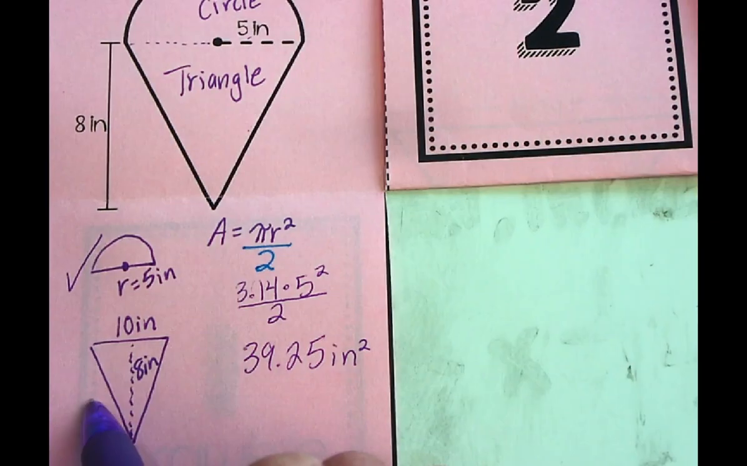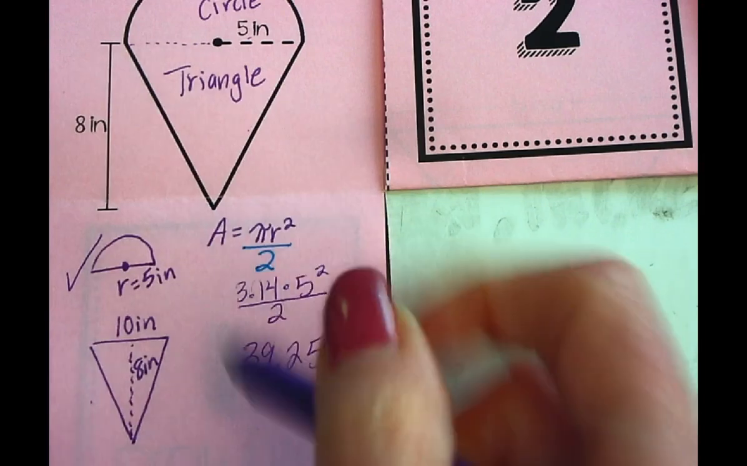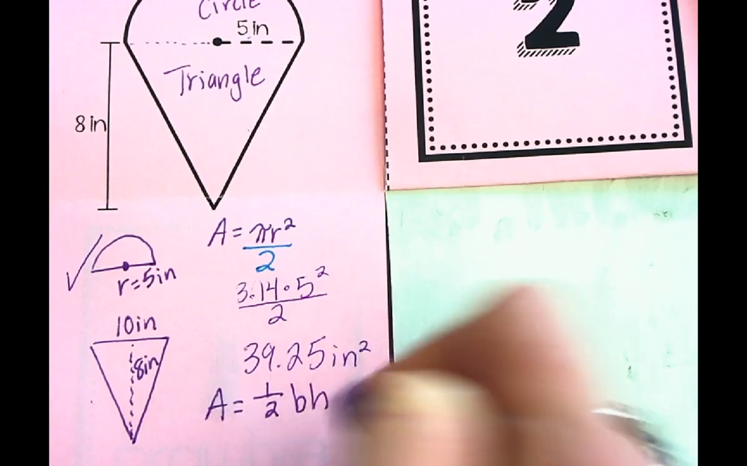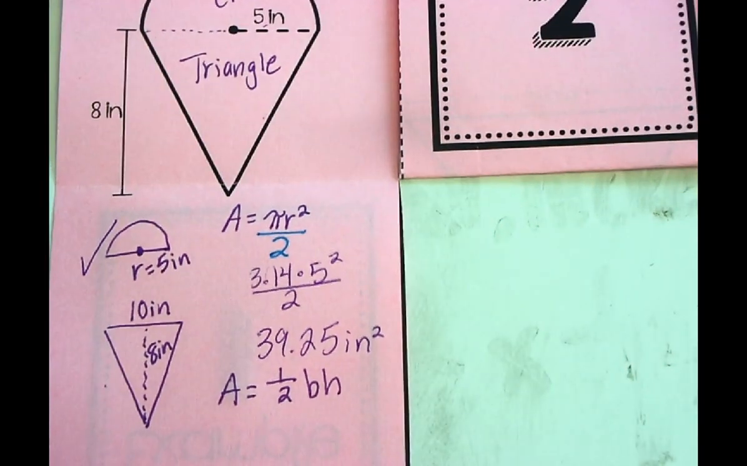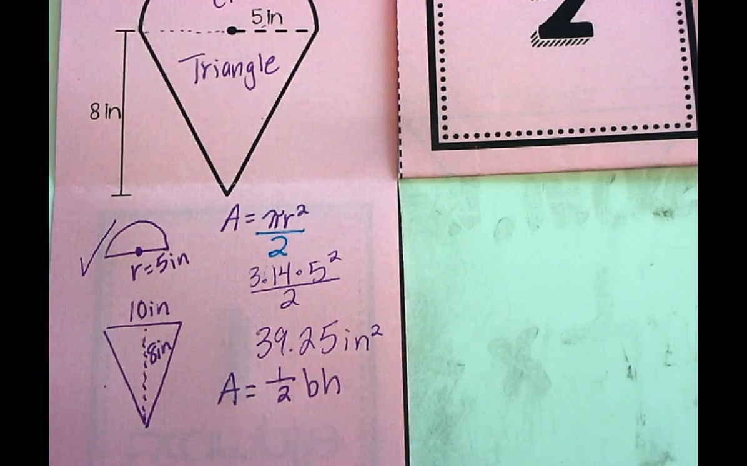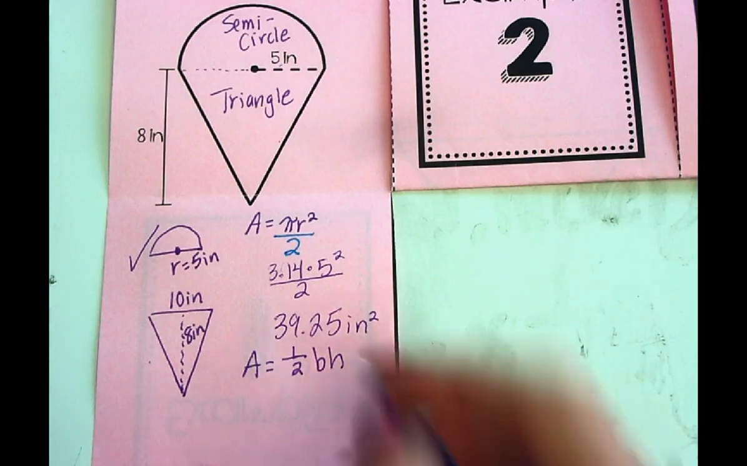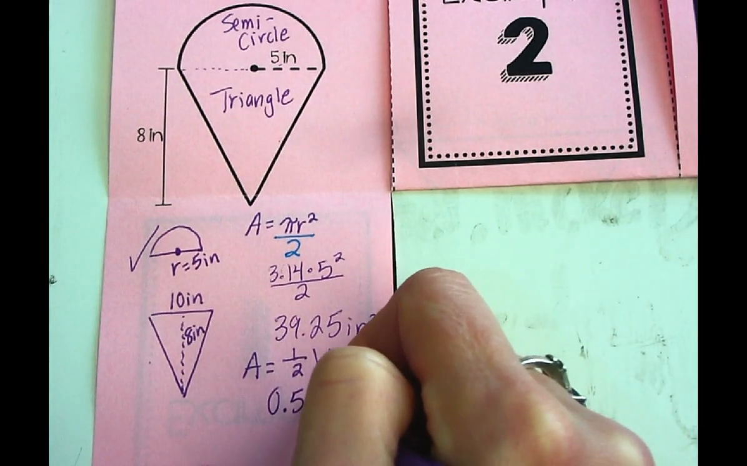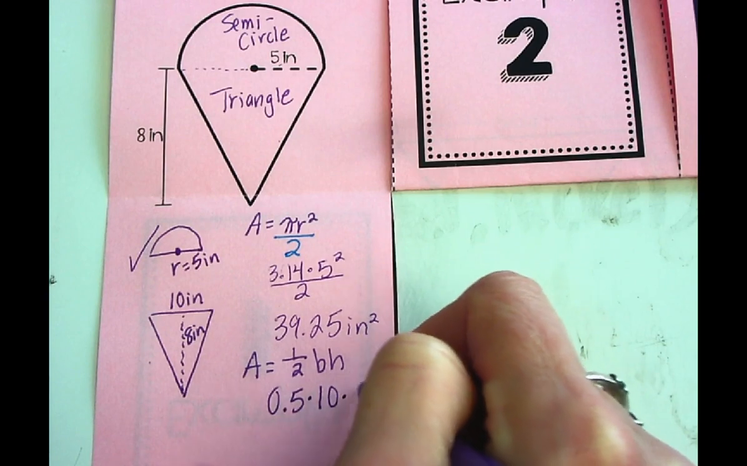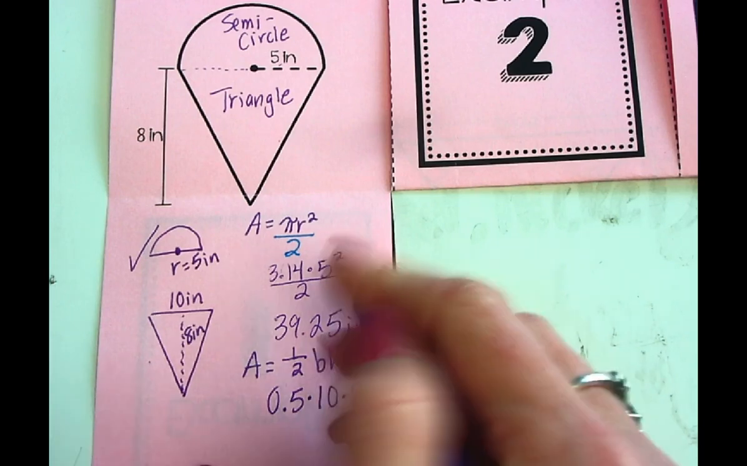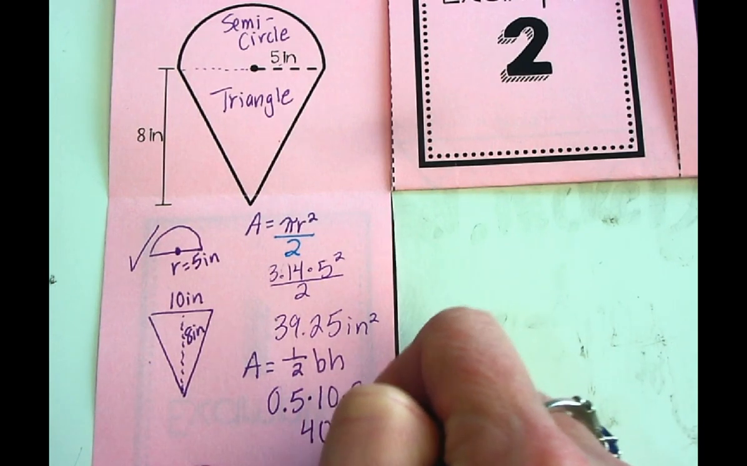Now I'm going to find the area of this triangle. And to find the area of a triangle, remember it's 1/2 base times height. So I'm just going to plug in what I know. 1/2. You can use 0.5, whatever. That's fine. 0.5 times base, which is 10, times height, which is 8. I'm just going to put all that in my calculator. 1/2 of 10 times 8 is what? 40. So this is 40 inches squared.